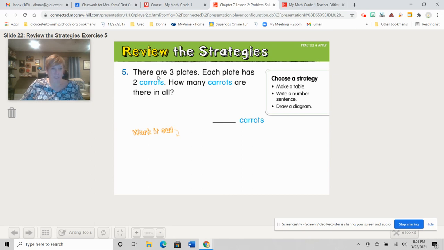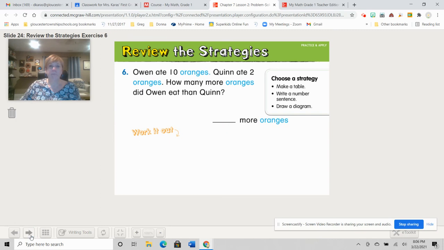So let's read this so we can work on that. There are 3 plates. Each plate has 2 carrots. How many carrots are there in all? So you can make a choice as to which strategy, all right, and then work on the answer and find the answer and come back and see. There are 3 plates. Each plate has 2 carrots. How many carrots in all? Pause and solve. 6 carrots.